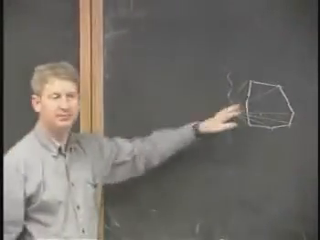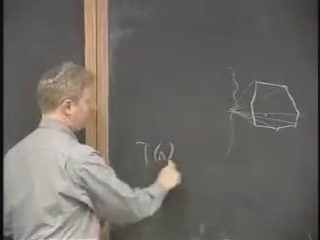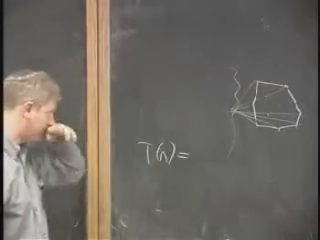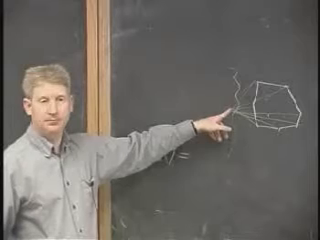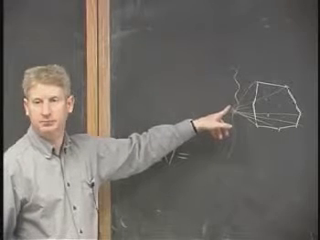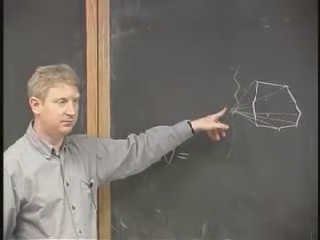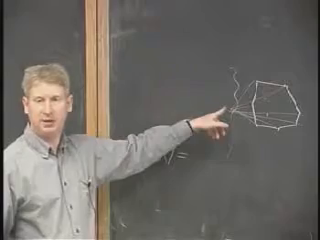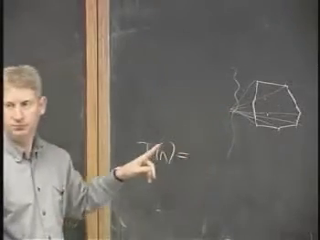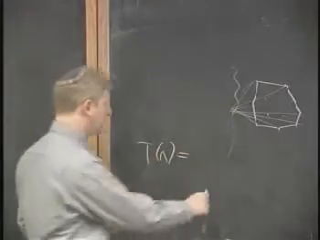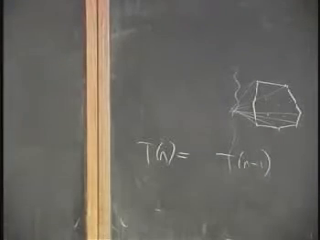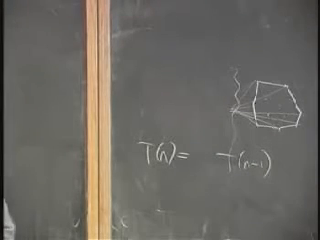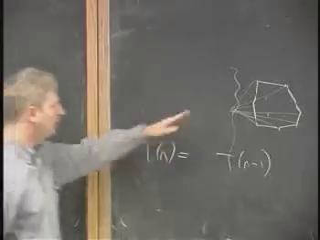How long does this take? Here's the time that it takes. There's a linear time step at the beginning, where you have to find the minimum, right? And then what do you do? Recurse. Then you recurse on n minus 1. And then what do you do? And then you do this.